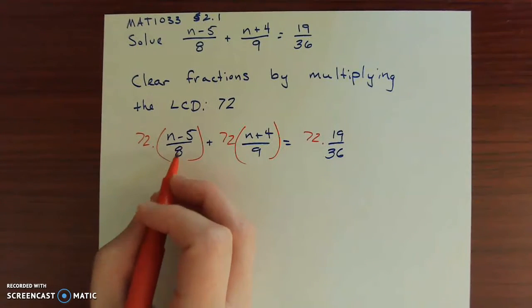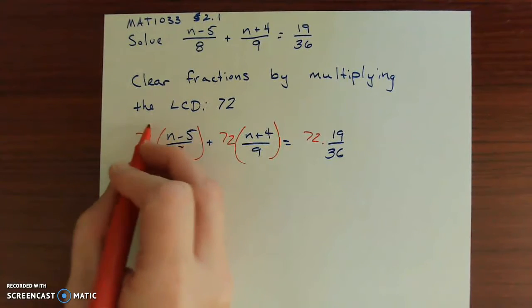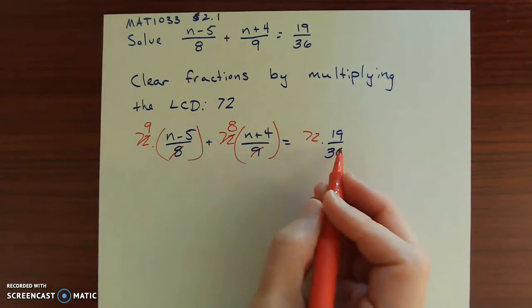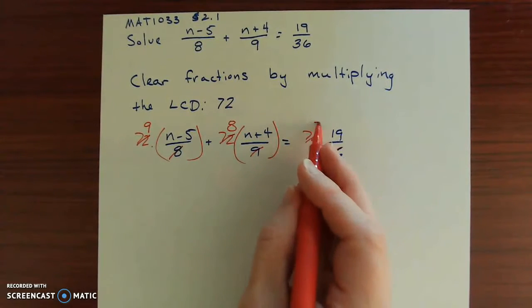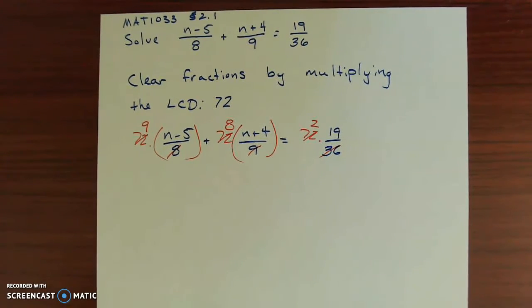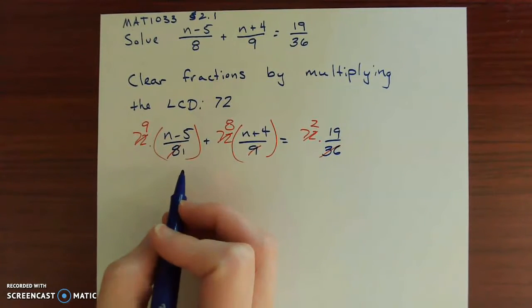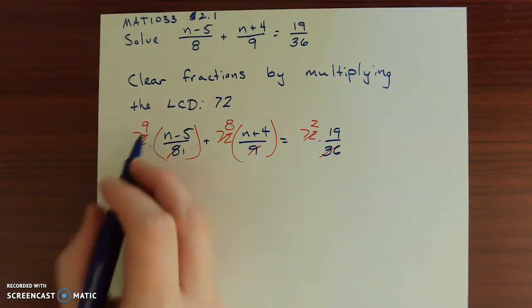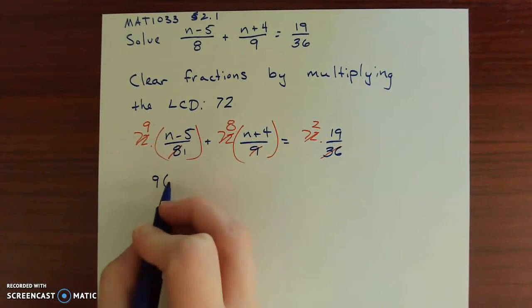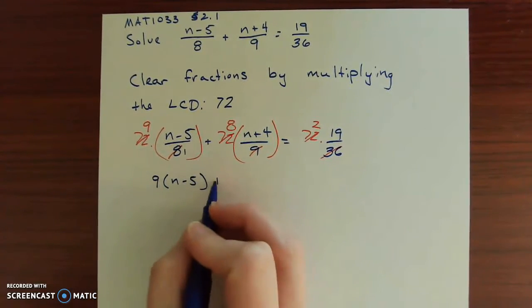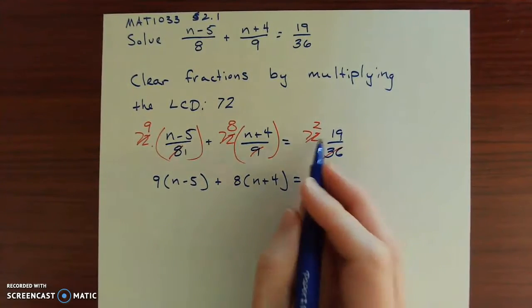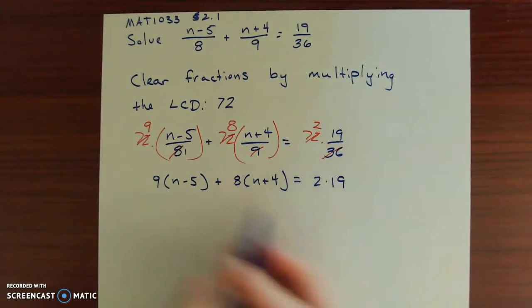Okay, so now I will reduce. 8 goes into 72 9 times, 9 goes into 72 8 times, and 36 goes into 72 twice. So we see how this clears the fractions. All of the denominators are reduced to 1. We wouldn't write the 1, so now we no longer have fractions. So we have 9 times (n minus 5) plus 8 times (n plus 4) equals 2 times 19.